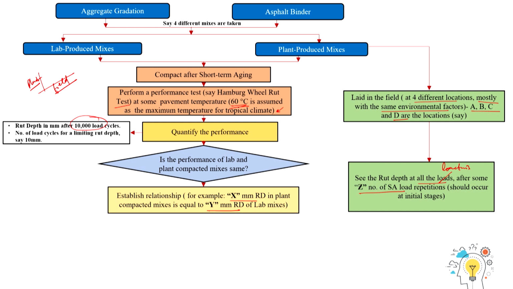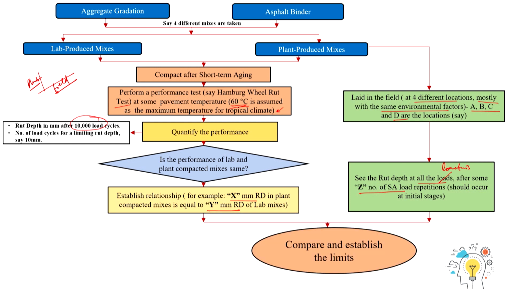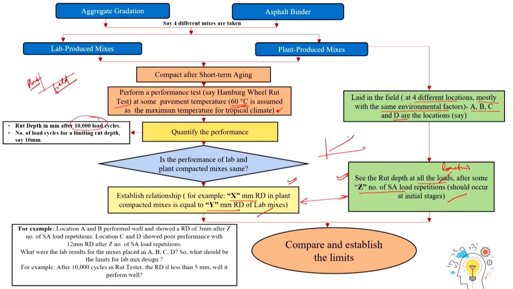So, I also have to ensure that when I am comparing these mixes, they have been subjected to a similar level of loading. So, let us say all the mixes have been subjected to 3 MSA or 2 MSA of loading, and then I am looking at the rut depth in the mix. So, I will look at the rut depth in the field, and I will compare and establish the limit. So, this is the limit obtained in the lab, and this is the rut depth obtained in the field, and I will develop a correlation, and then I will identify the specification limit.